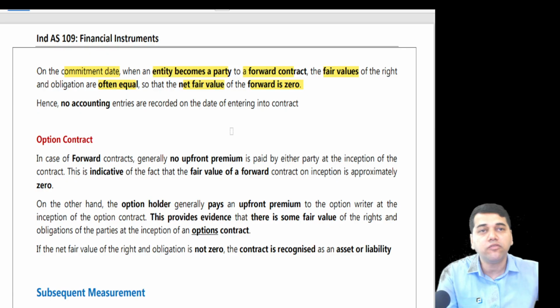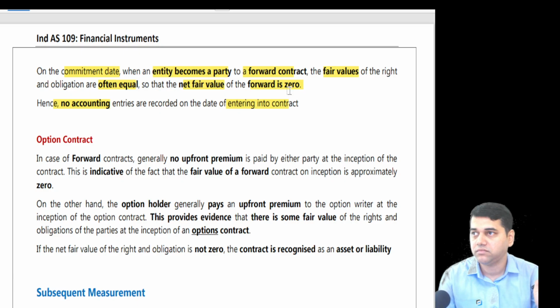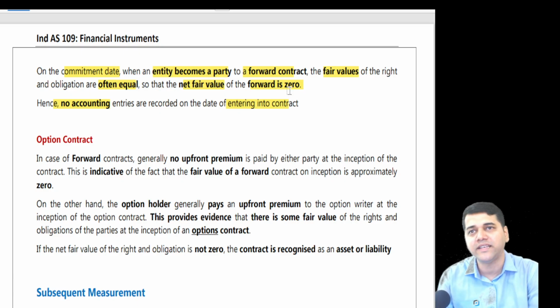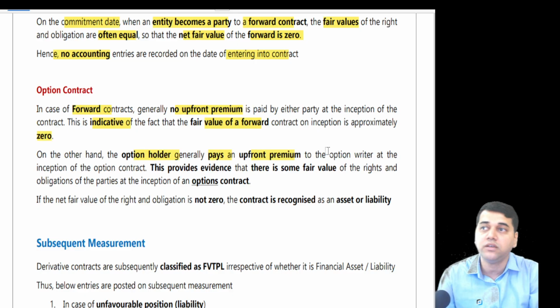And from next day onwards, MTM, mark to market, is going to come into picture. Hence, no accounting entry is passed if you don't pay, if you don't receive anything. Just forget it. On day one, you just sign the contract. But an option contract doesn't work like that. It's like a forward contract only, but in a forward, there is no premium. So this indicates that the fair value of a forward is zero. But the option holder pays the upfront premium.